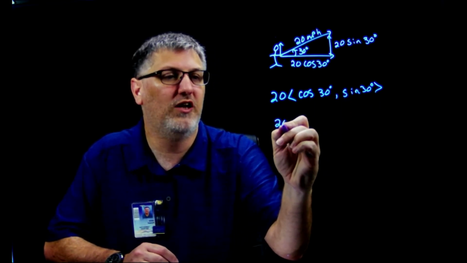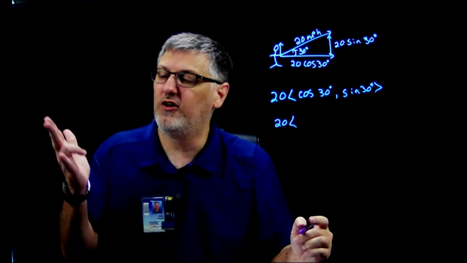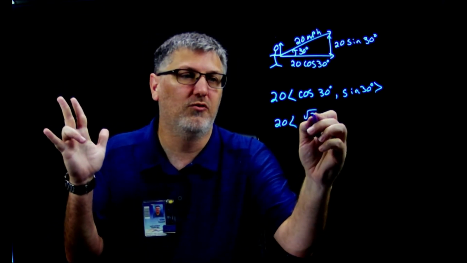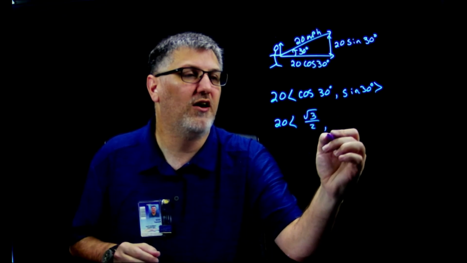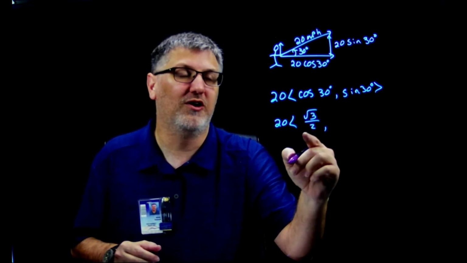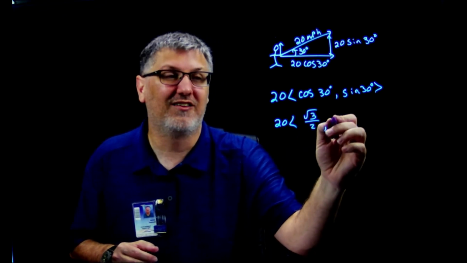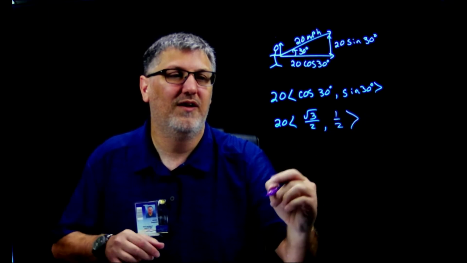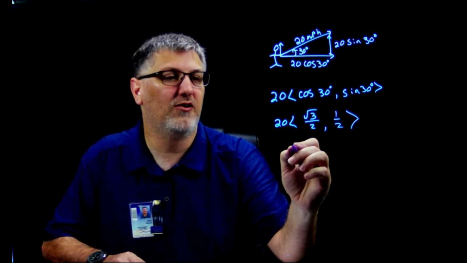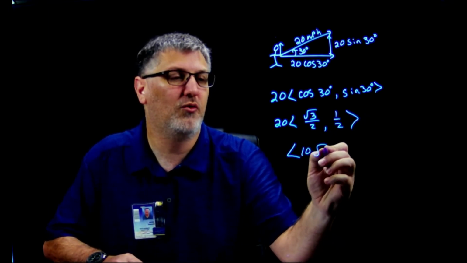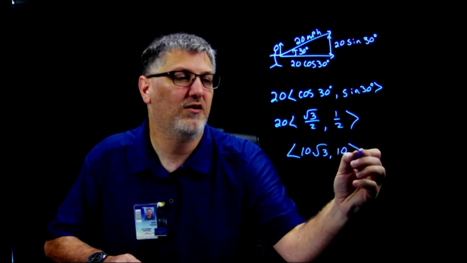So I'm going to have 20, let's see, cosine of 30 degrees is square root of 3 over 2. Sine of 30 degrees is 1/2. Now we multiply by a scalar, and my vector would be 10 square root of 3 comma 10.